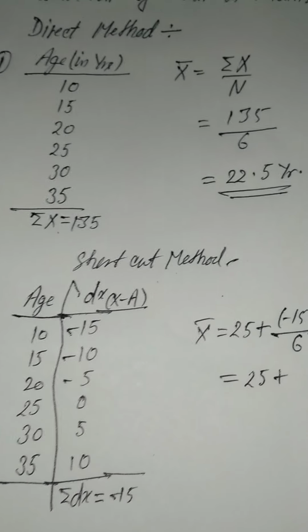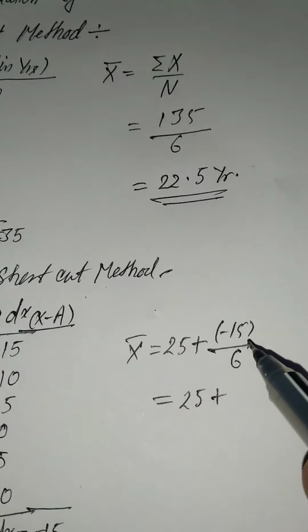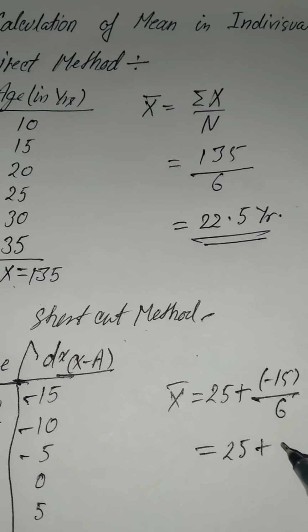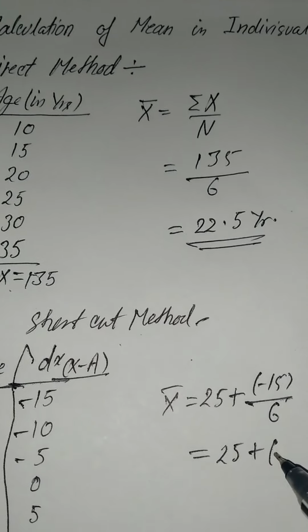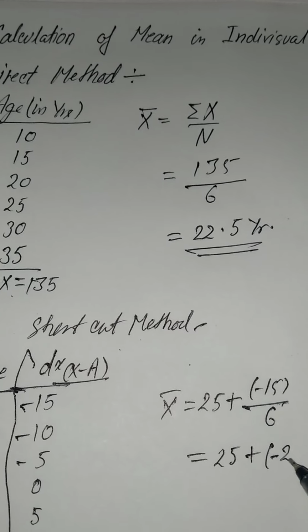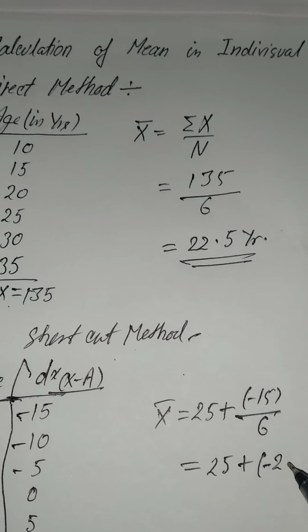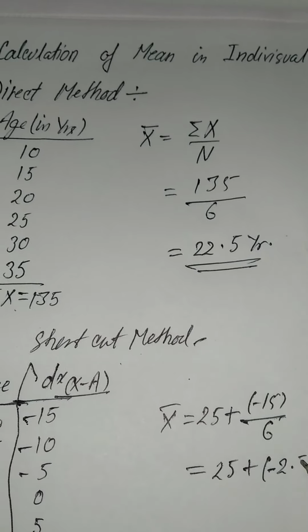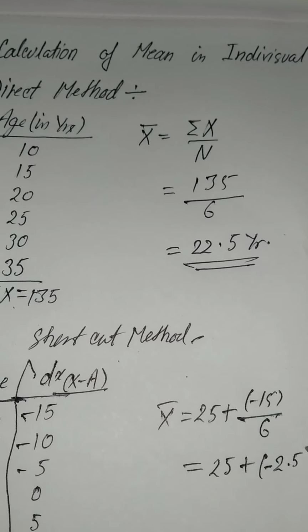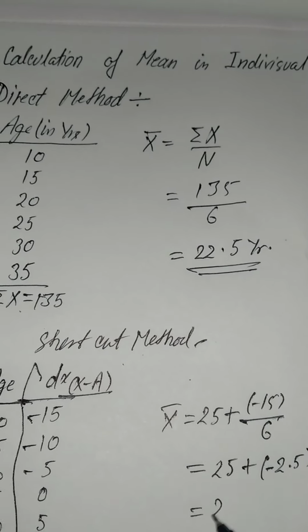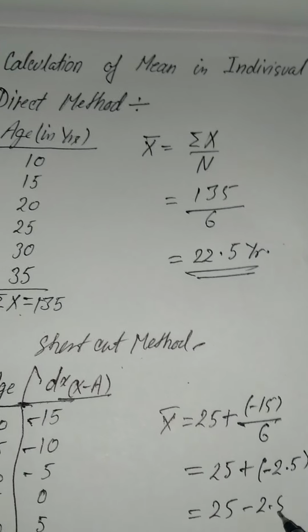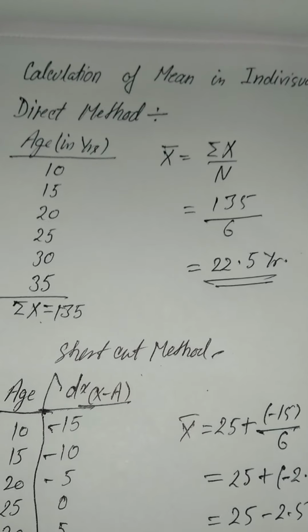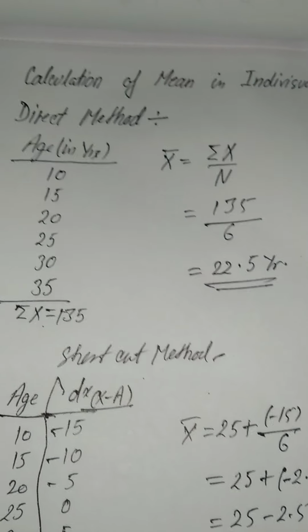25, and when we divide this value, it will be equal to 6 2s are 12, then 6 5s are 30. 25 minus 2.5, 22.5 years will be the mean value.